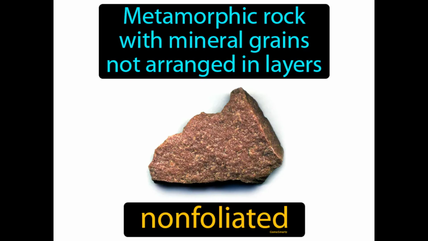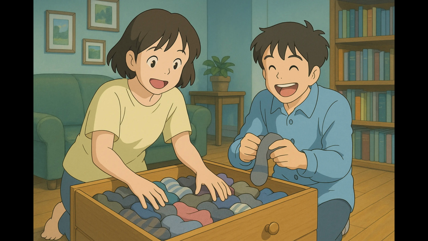Metamorphic rock with mineral grains not arranged in layers. Non-foliated. In simple terms, non-foliated rocks have mineral grains that are randomly arranged, not in layers or sheets. Imagine trying to organize a drawer full of mismatched socks, where no two socks are the same, and there's no clear way to group them neatly.